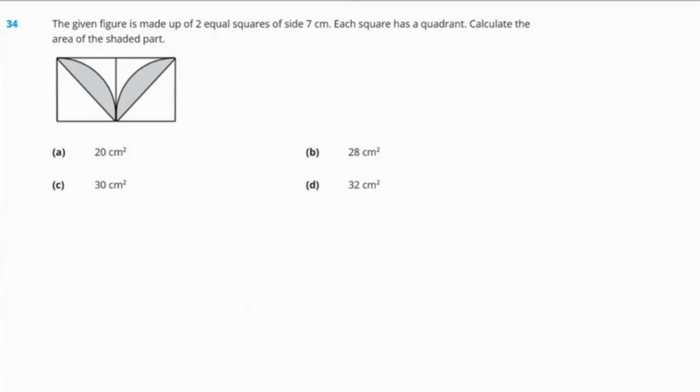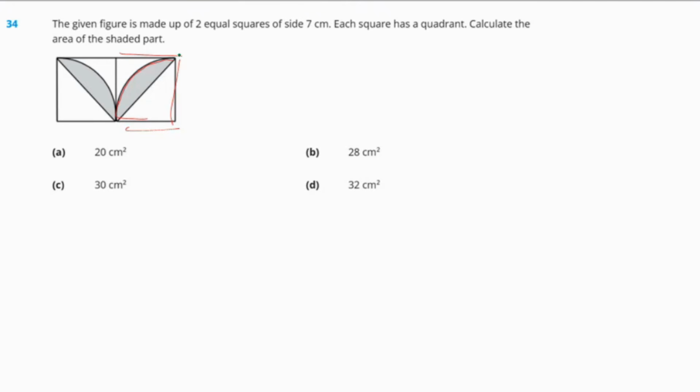Now the next question is, the given figure is made up of two equal squares of side 7 centimeter, which means this is also 7, this is also 7, this is also 7, like this. Each square has a quadrant, as we can see over here, this part. Calculate the area of the shaded part. We need to calculate the area of the shaded part only.